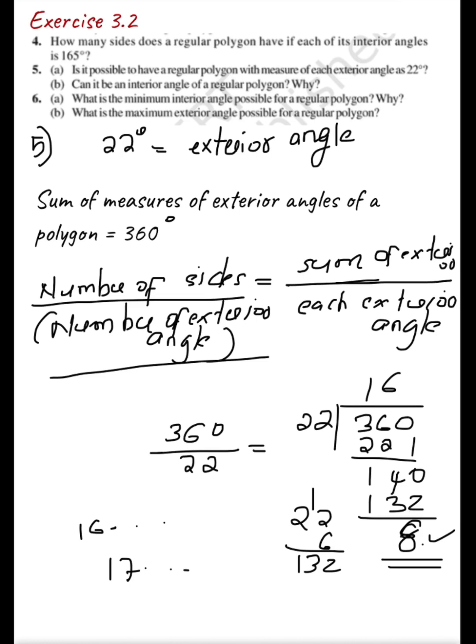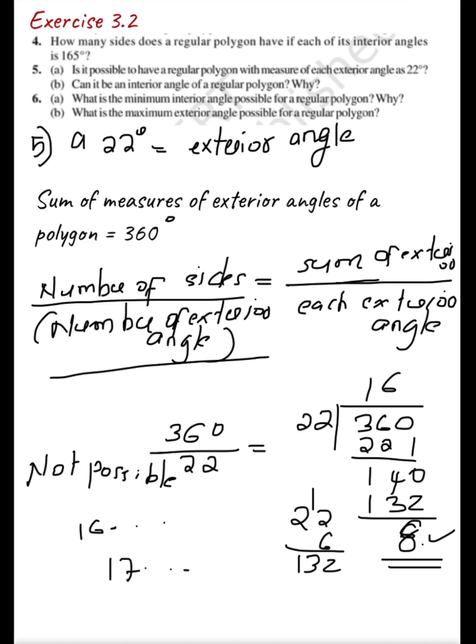That means the answer for this question is what? Not possible. Understand? Answer for this question is not possible. It's not possible to have a regular polygon with measure of each exterior angle as 22 degree. For that, you have to just divide 360 by 22. If you get the remainder as 0, you can say that it's possible. But here the remainder is not 0, so it's not possible to have a regular polygon. Understand? Okay. Now what is B?